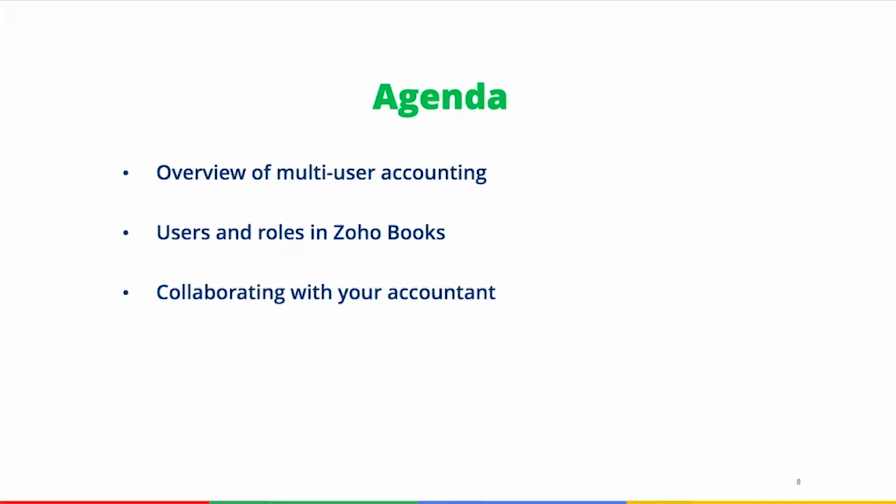I'll start off with an overview of what multi-user accounting really means. And then I'll talk about the users and roles module within Zoho Books, what exactly it does, how it looks, and what are the different functionalities that you can access once you start using this. And finally, I'll talk about collaborating with your accountant by making use of this particular feature in Zoho Books. So with that, we'll start.